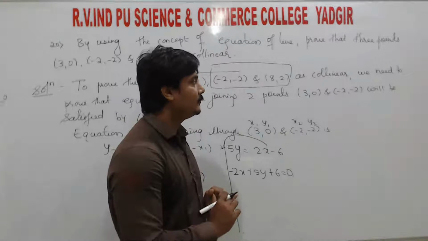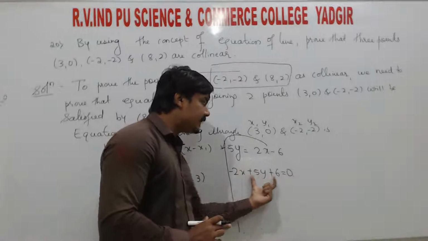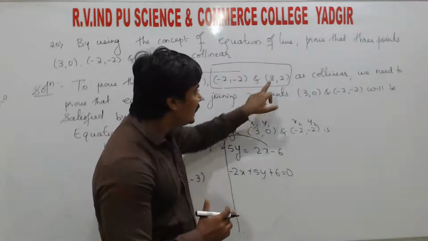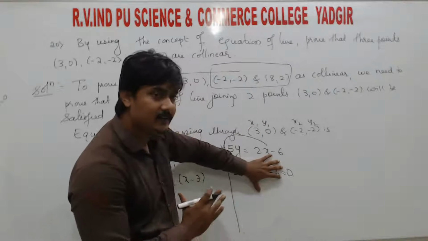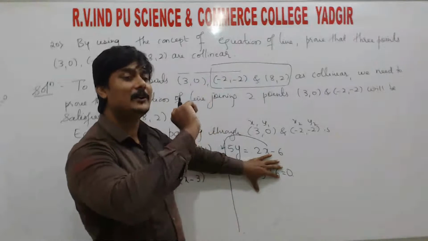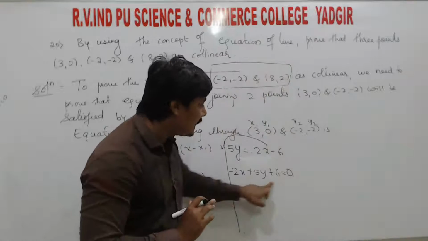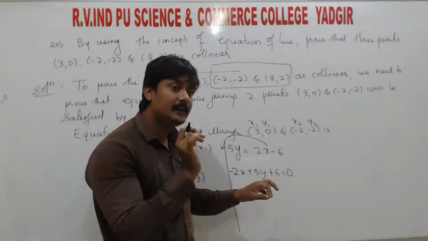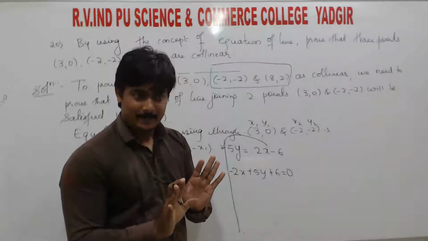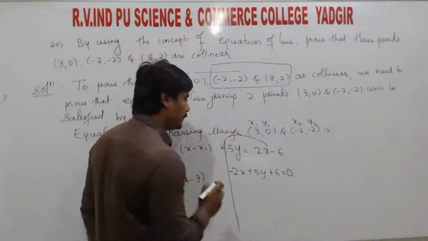Then what should we do? Don't just read the third point; that point should be put in this straight line equation. If this third point satisfies this straight line equation, it means that that point is present on that straight line. If this third point fails to satisfy this equation, it means that that third point is not present on the straight line. Is that clear? Right? So put this third point in this straight line equation.